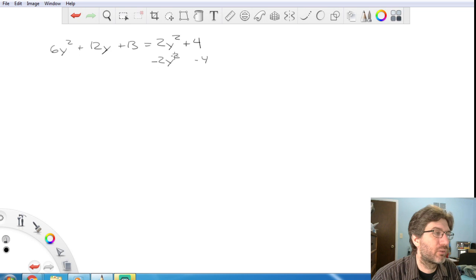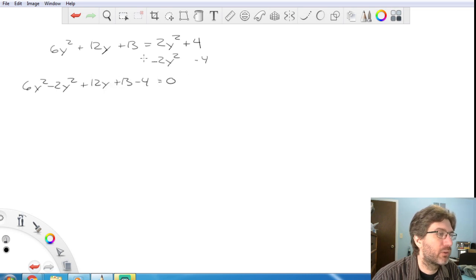Or 2y squared and subtract 4. And I'm going to bring them both over, so it's going to be 6y squared minus 2y squared. And I'm just going to pair up my terms so it's easier to combine them. Plus 12y plus 13 minus 4 equals 0. That's all I did was move those over.